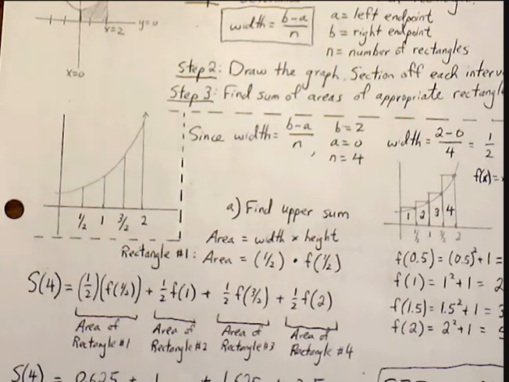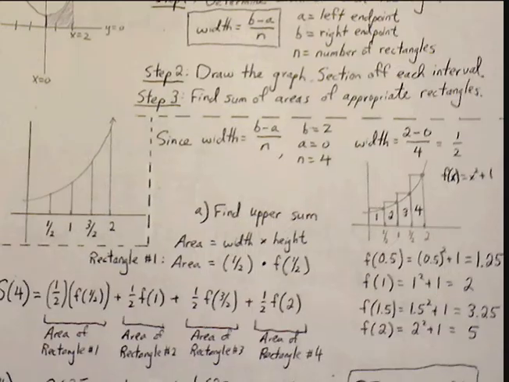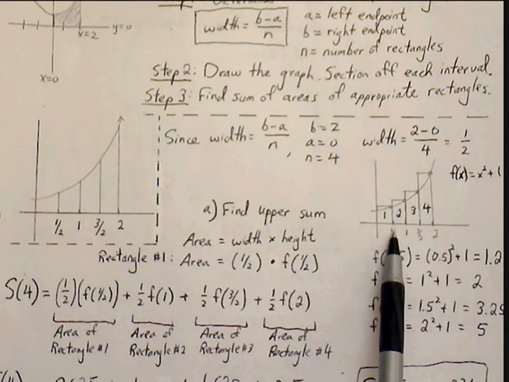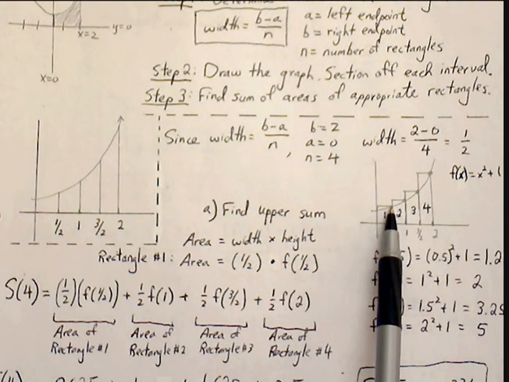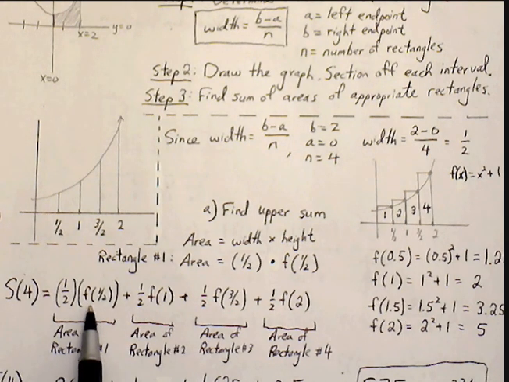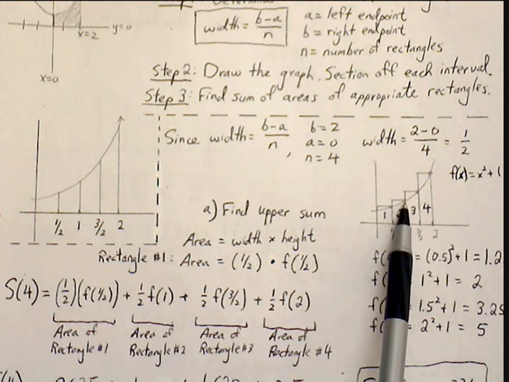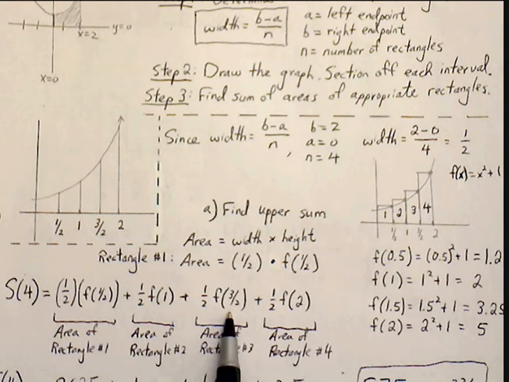So let's see if I can spell this out step by step. If I want to find the area of the first rectangle, it's simply going to be 1/2 times f of 1/2. And f of 1/2 is just going to be the height of my first rectangle, right? If I plug 1/2 into the function, I'm going to get this point, and this point will be the height of my first rectangle. Okay, and we'll figure out what f of 1/2 is a little bit later. For the second rectangle, it's 1/2 times the height of the second rectangle, which is f of 1. So if I plug 1 into the function, I'm going to get this right endpoint. Then 1/2 times f of 3/2, and then finally 1/2 times f of 2.